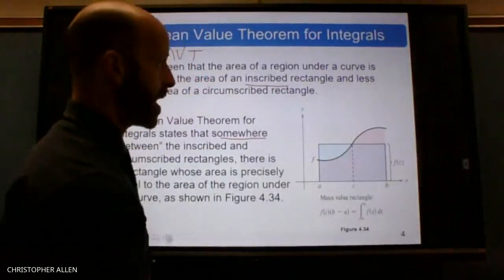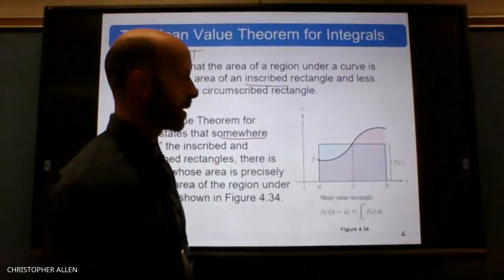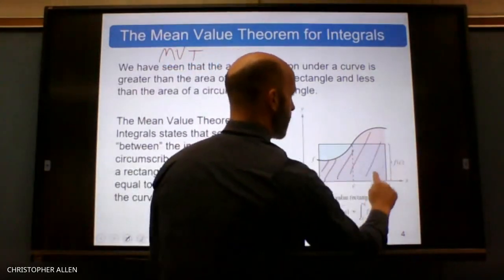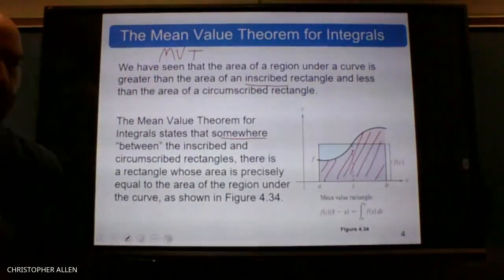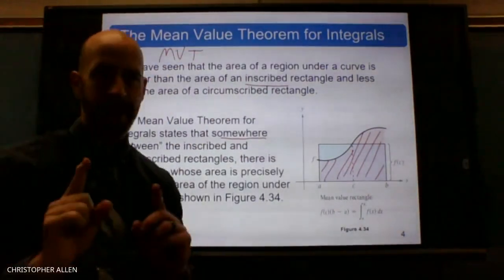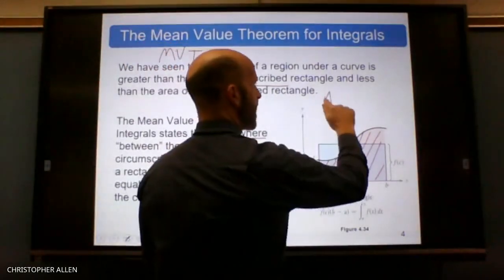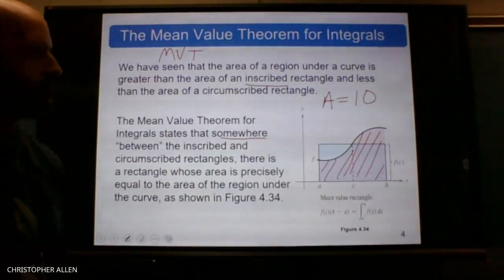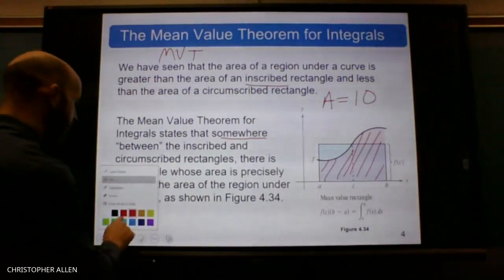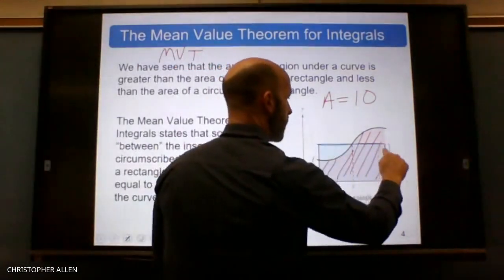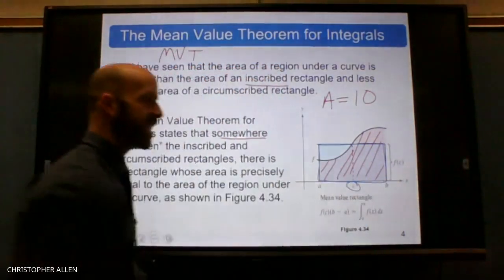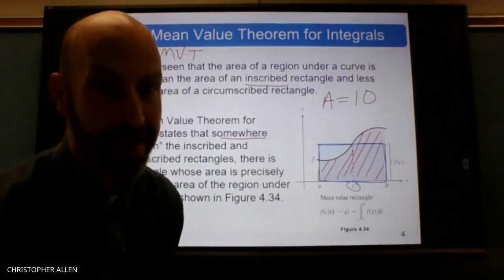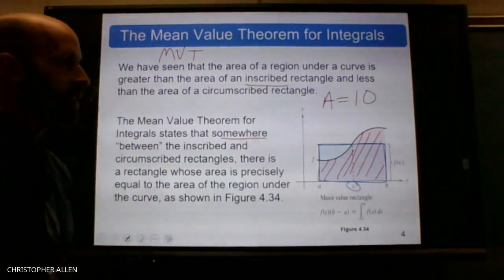Let me explain what I mean by that using this picture right here. It's kind of hard to see, but I'm going to shade this in. You see this area that I've tried to shade in here with my finger. That is the exact area under the curve. And let's say that the exact area, just to keep it simple, is 10. The claim is that there's some rectangle for some value C. Guess what the area of that rectangle is going to be? 10.